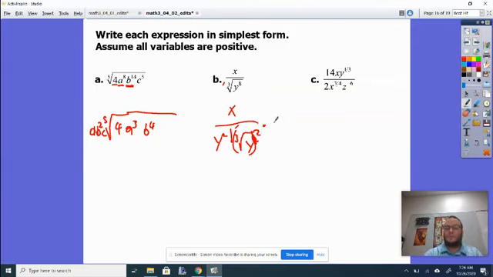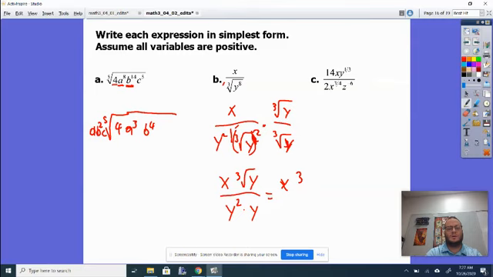But I need one more. So I'm going to multiply by the cube root of y, cube root of y. So I'm going to have x cube root of y. I had y squared already. I'm getting another y. So then I'm going to end up with x cube root of y over y cubed.